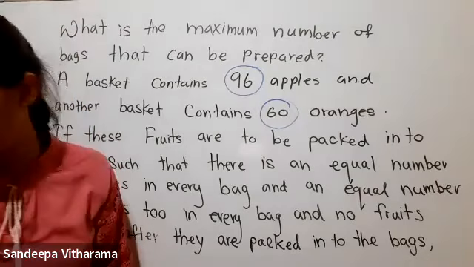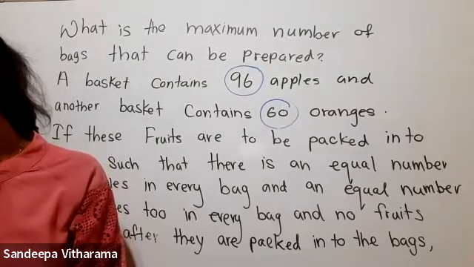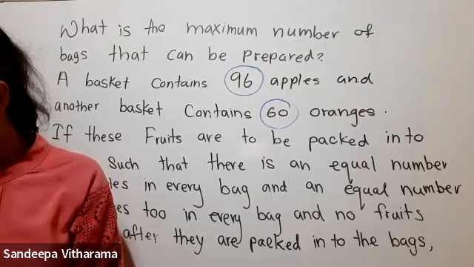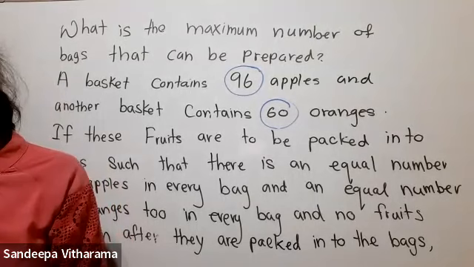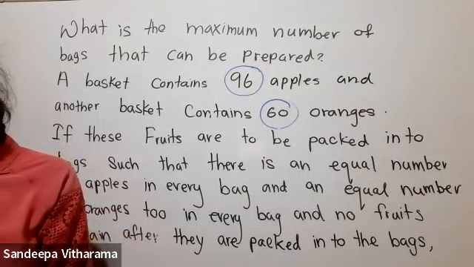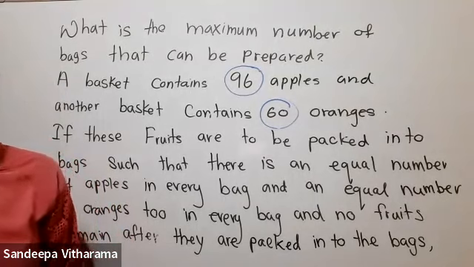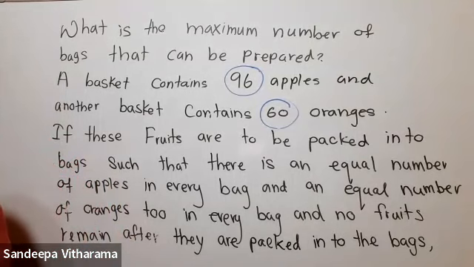Okay, did you understand this part? Then find the highest common factor of 96 and 60 and tell me the highest common factor.